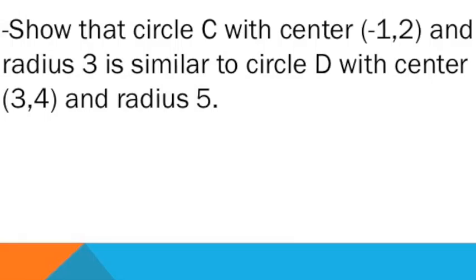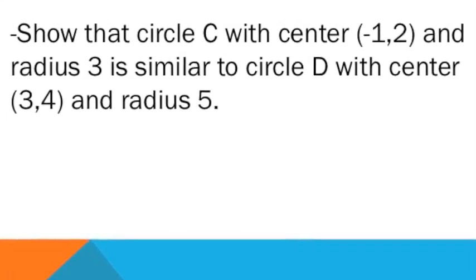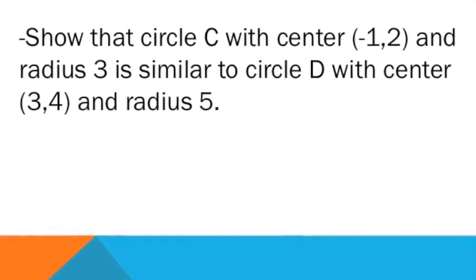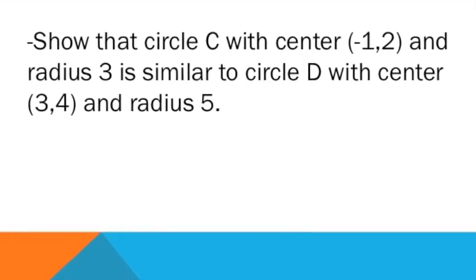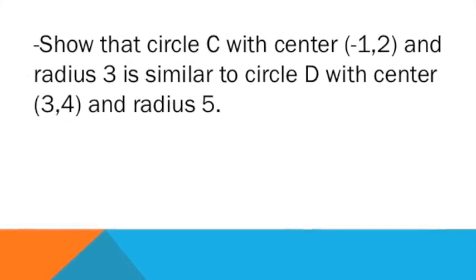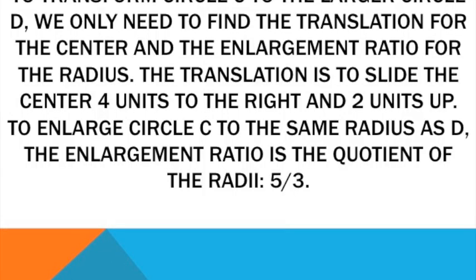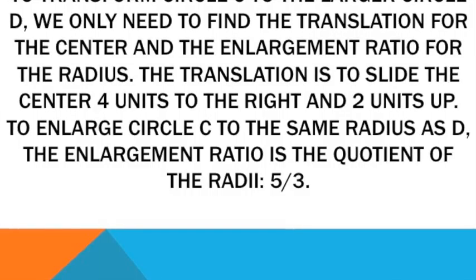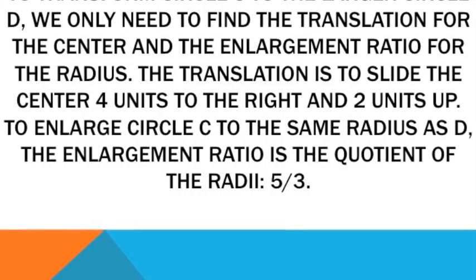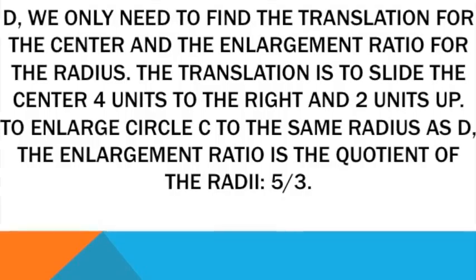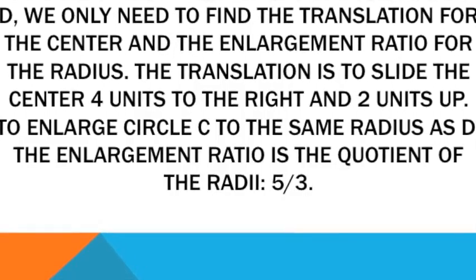Let's do some examples. Show that circle C with center -1, 2 and radius 3 is similar to circle D with center 3, 4 and radius 5. To transform circle C to the larger circle D, we only need to find the translation for the center and the enlargement ratio for the radius.